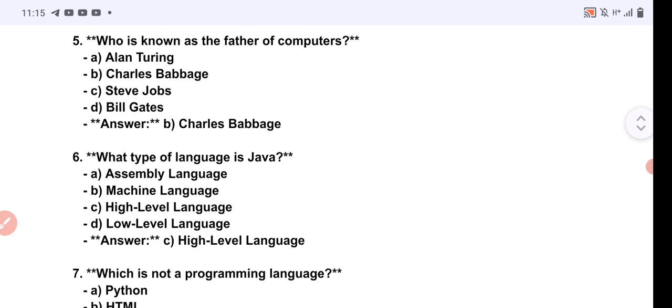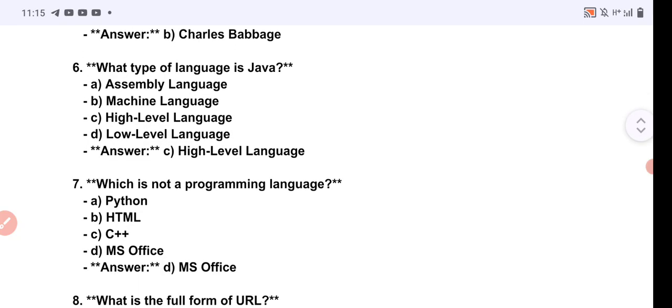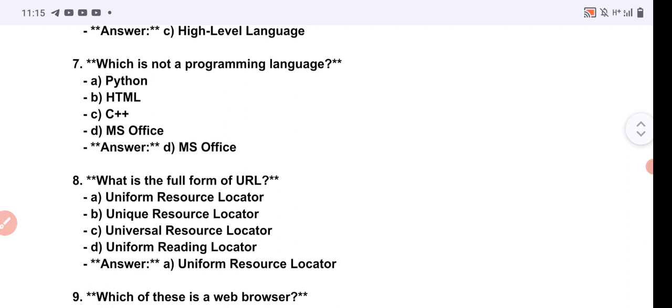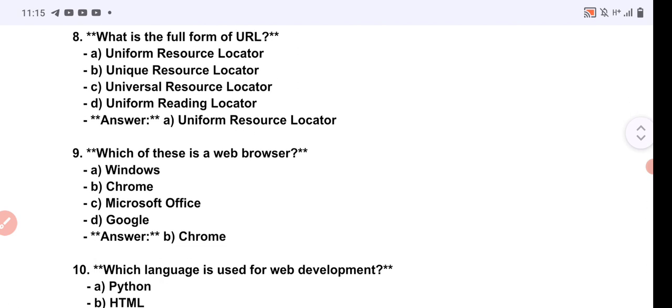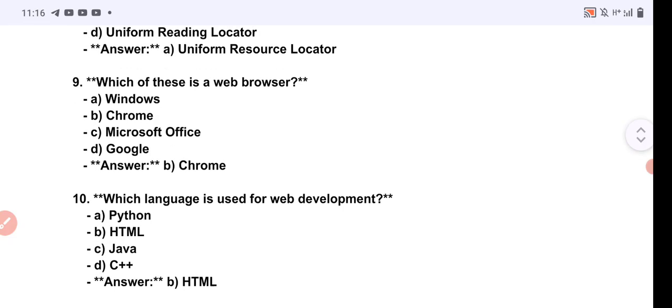Question number 6, what type of language is Java? High level language. Question number 7 है, which is not a programming language? MS Office is the right answer. What is the full form of URL? Uniform Resource Locator. Question number 9, which of these is a web browser? Option B is the right answer, Chrome.